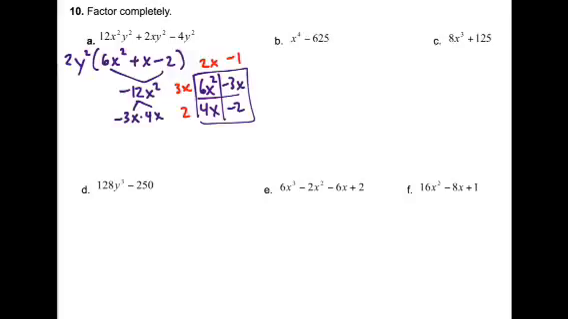So I write my final answer. It's going to be 2. Don't forget the GCF that you took out at the beginning. That's part of the problem, so you don't ignore it. Okay, right here. And then 2x minus 1, and that would be your factored form.